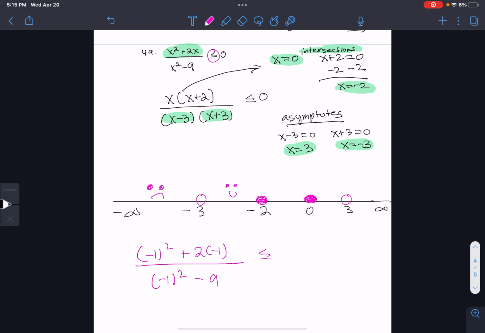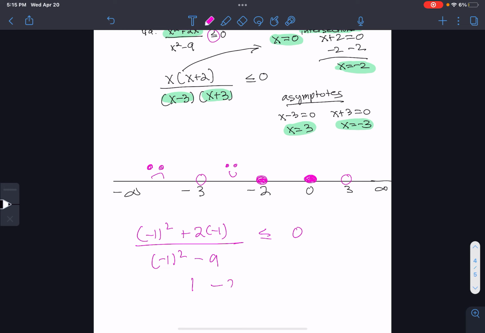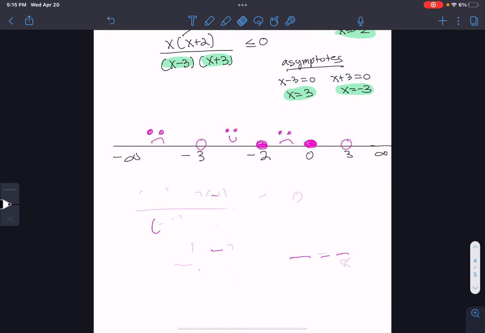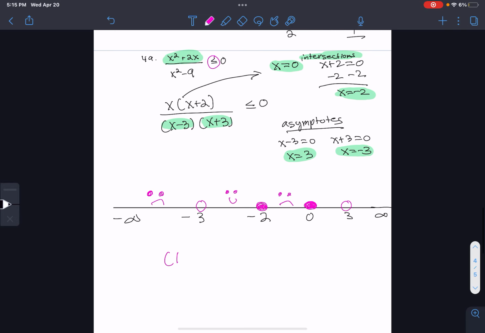We want to see if it's less than or equal to 0. So 1 minus 2 over 1 minus 9. This is negative 1 over negative 8, which is 1/8. 1/8 is not less than or equal to 0, so this will be a frowny face. Then between 0 and 3, let's pick 1. I think you see there's a pattern going on here. The previous one did not work because the bottom was going to be positive; this one will work because the bottom will be negative. So 1 plus 2 is 3, but 1 minus 9 is negative 8. Negative 8 is indeed less than or equal to 0, so this works.